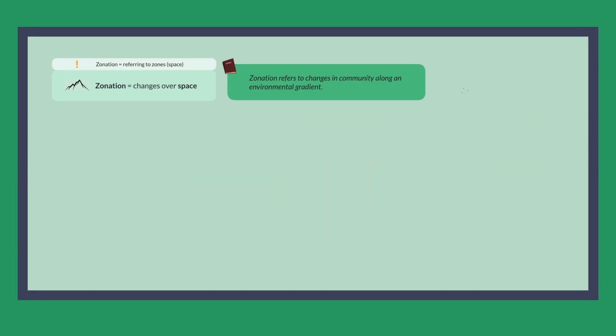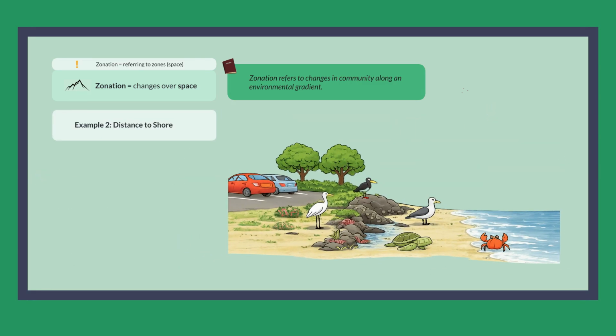Okay, let's look at a different example. You and your friend are at the beach. You get out of the car at the parking lot where you can still see trees growing. You walk towards the water, and there you see different animals, like seagulls and crabs along the shore. The community changed drastically from the parking lot to the water's edge. What you just walked along is a distance to shore gradient. You started inland and moved toward the sea, and the community shifted the closer you got. Far away from the sea, you had trees, and further toward the sea, you found other organisms, like crabs.